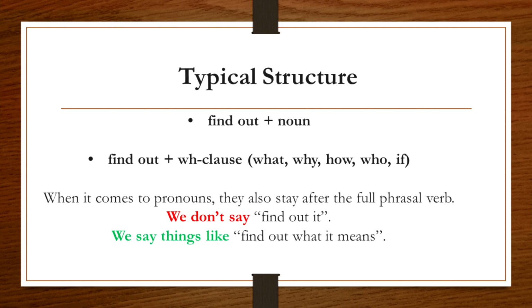Typical structure, find out plus noun. Find out plus WH clause: what, why, how, who, if. When it comes to pronouns, they also stay after the full phrasal verb. We don't say, find out it. We say things like, find out what it means.